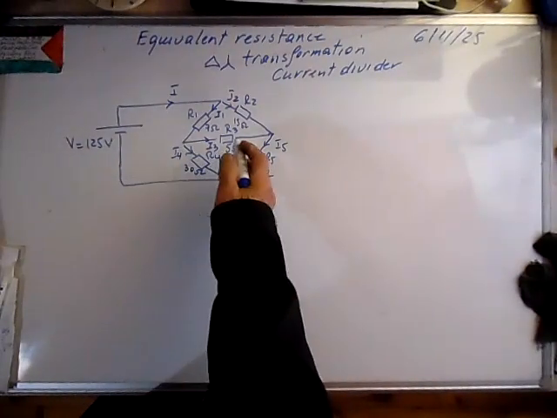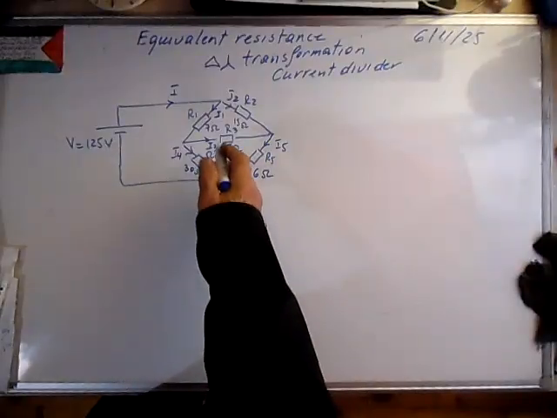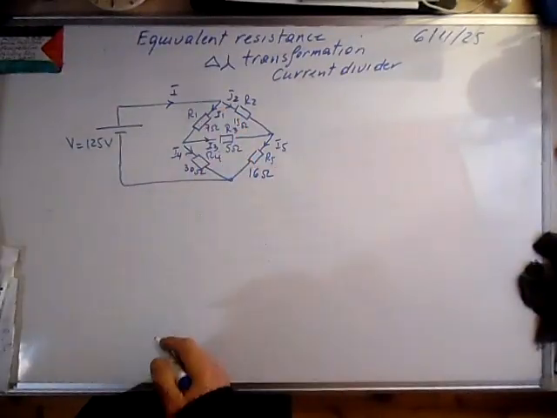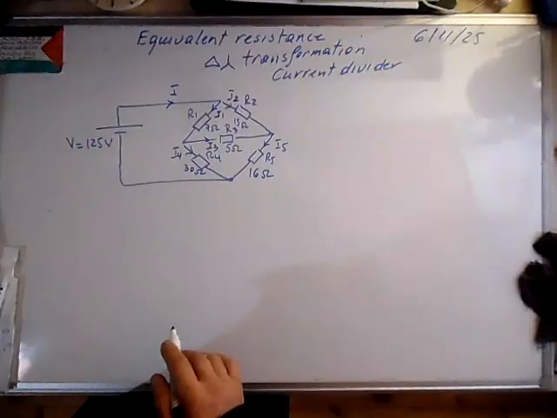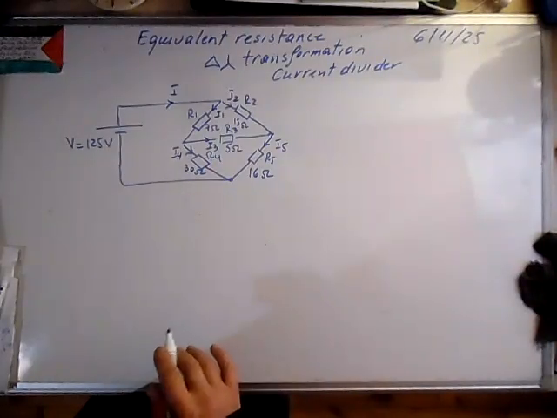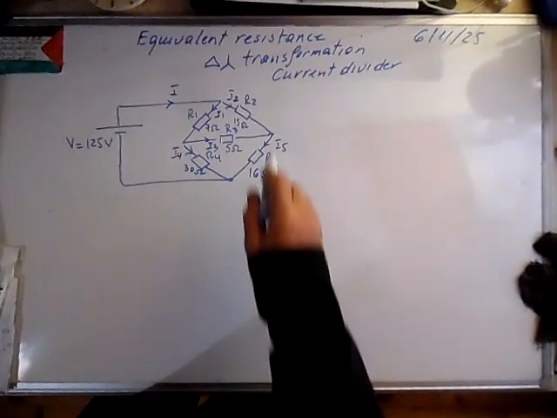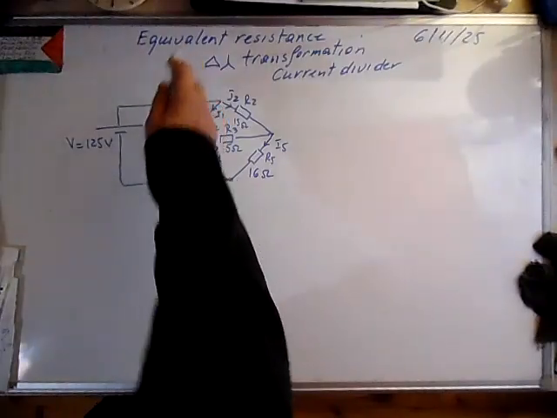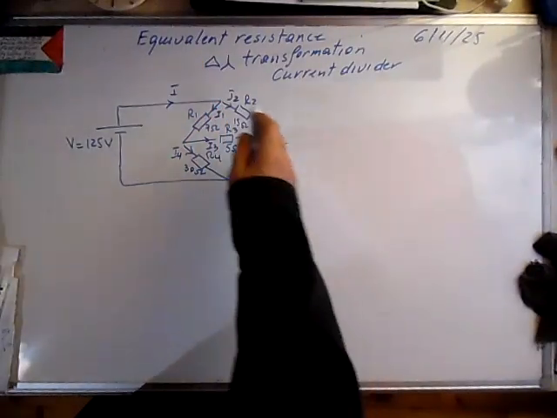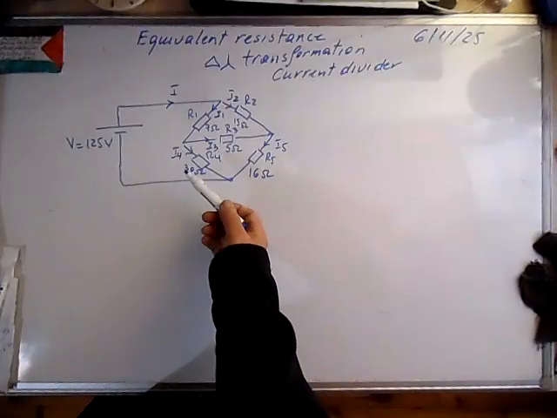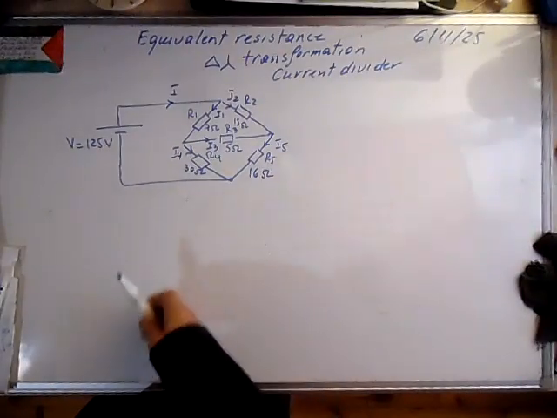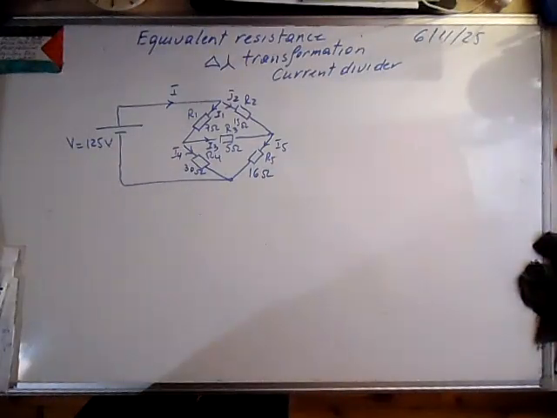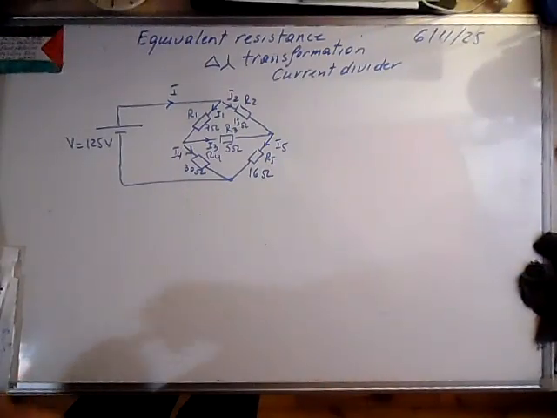We have three meshes, four nodes, but I think the best method, the fastest, is to do a delta-star transformation and then calculate the equivalent resistance, and using the current divider we can calculate I4, I5 and then I1, I2 and I3. So let's do the first transformation.